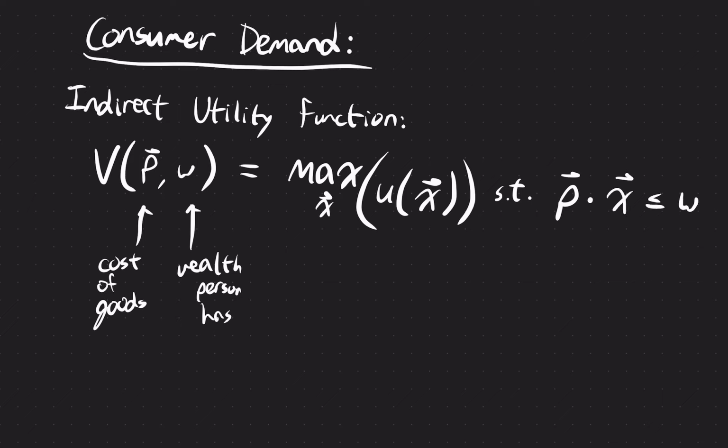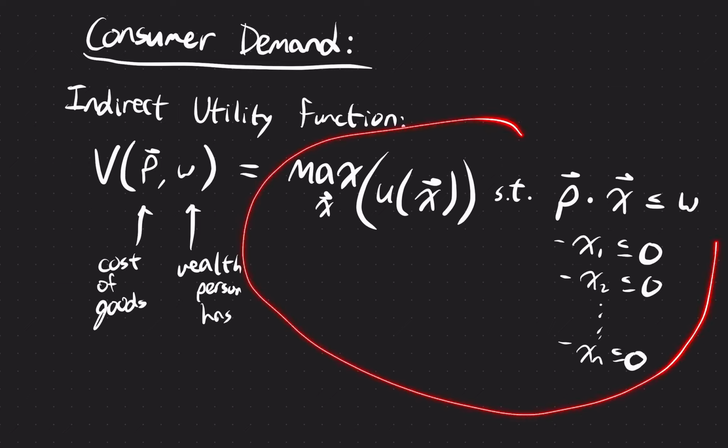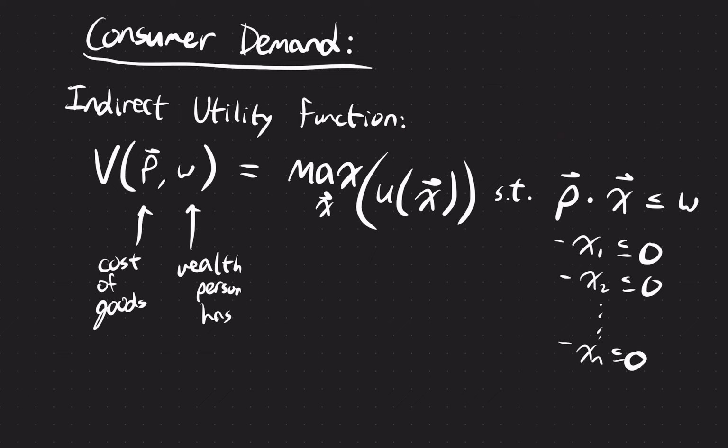And again, you can introduce the x1 greater than or equal to 0 constraints like this, or you could multiply them by negatives and flip the inequalities so that they all go the same direction. And then you put this in the Lagrangian as before. This is the amount of each one you're buying, the cost of each one, that dot product, the sum of how much you spend has to be less than the wealth you have.